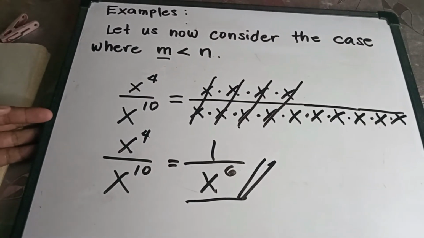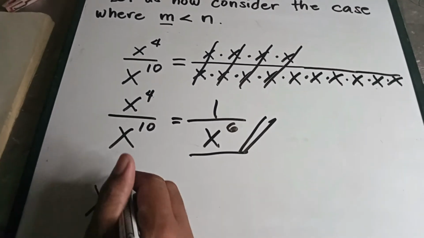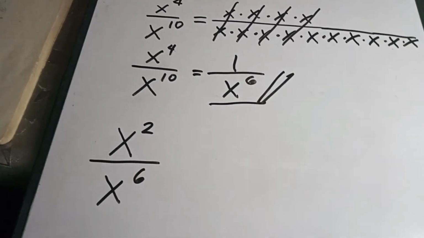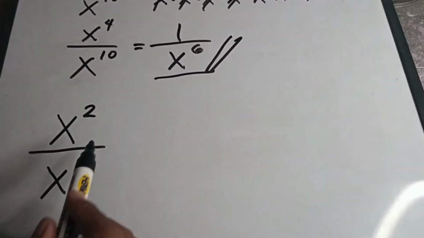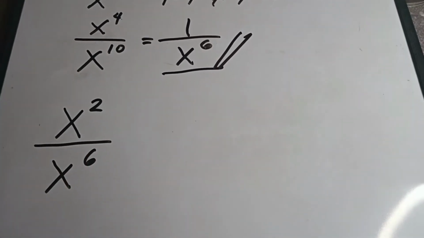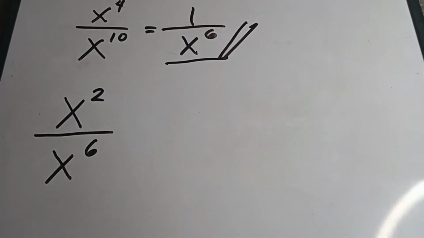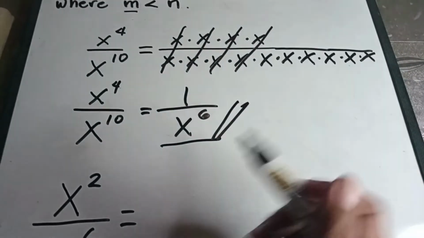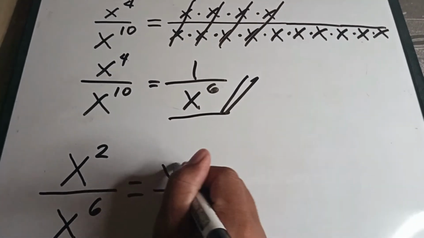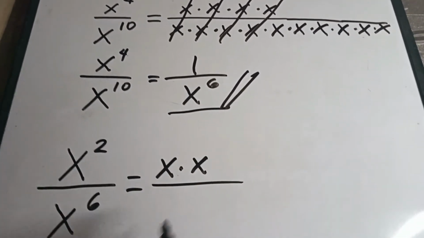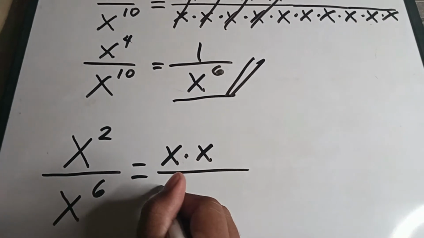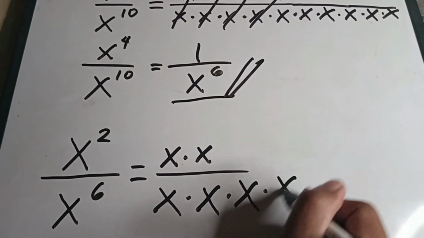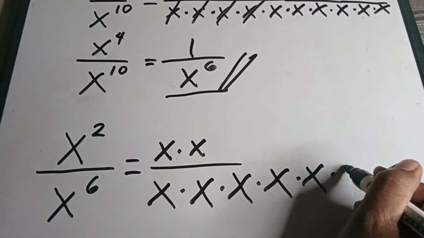So, another example. X raised to 2 over x raised to 6. So, mas malaki na naman yung nasa denominator kaysa doon sa numerator. So, mangyayari, we expand natin siya katulad naman dito. Ito ay katumbas ni x times x sa ilalim. So, x raised to 6, ibig sabihin 6 na x. 1, 2, 3, 4, 5, and 6.